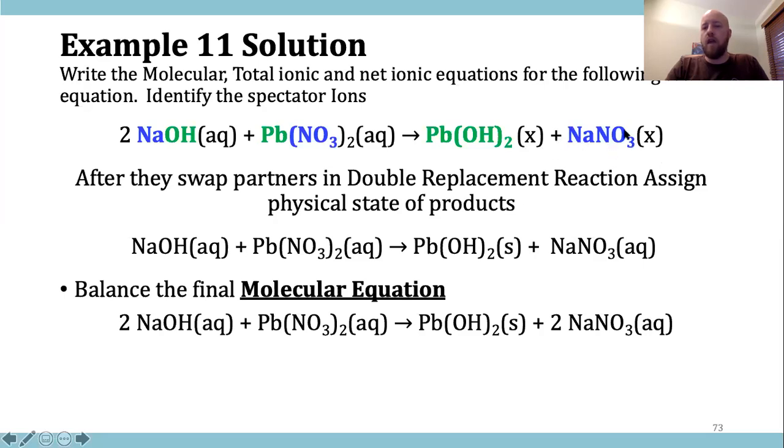And then we have to determine what are the states of those. Now, sodium and nitrate were both rule number 1 ions, so they're both going to be aqueous no matter what. So their result is aqueous. Hydroxides from our solubility rules were generally insoluble. So the lead hydroxide is going to be insoluble as a solid. And then we want to balance this, and so we get a balanced molecular equation. That's our first step.